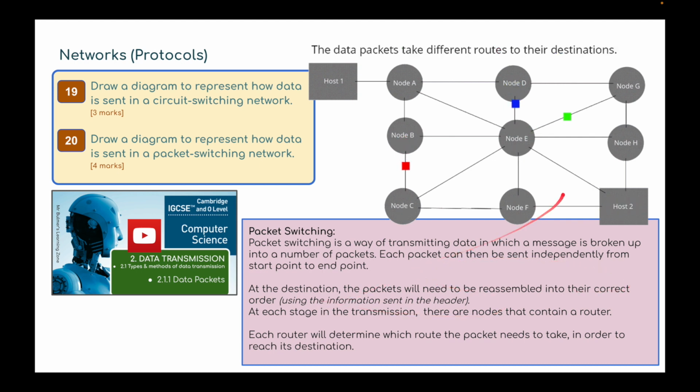Using information sent in the packet header. Again, watch this video. At each stage in the transmission, there are nodes. These are nodes, node A, B, all the way down to node H, okay? And these nodes contain a router to send the packets in various directions. Each router will determine which route the packet needs to take in order to reach its destination. It's usually the optimum route. So that would be a diagram that represents packet switching, okay?